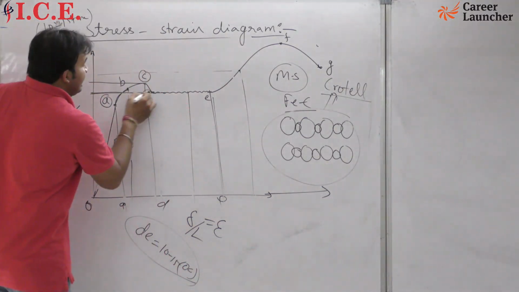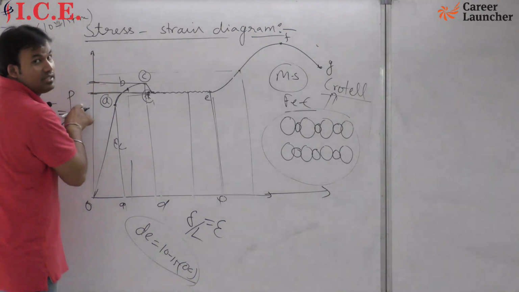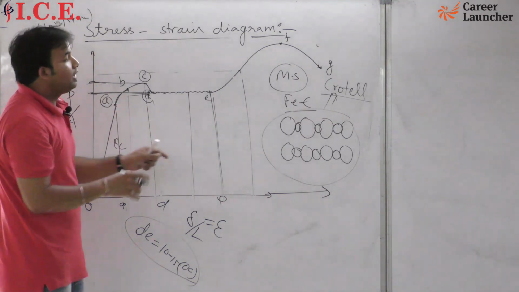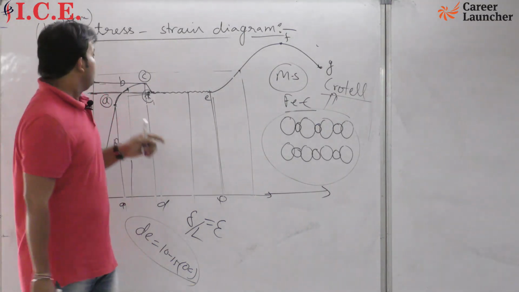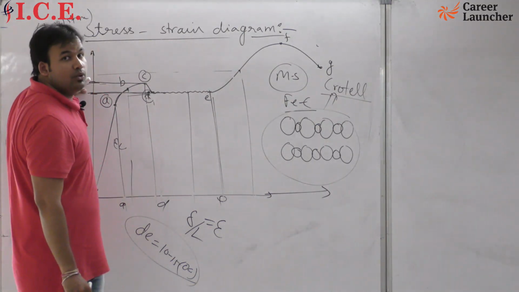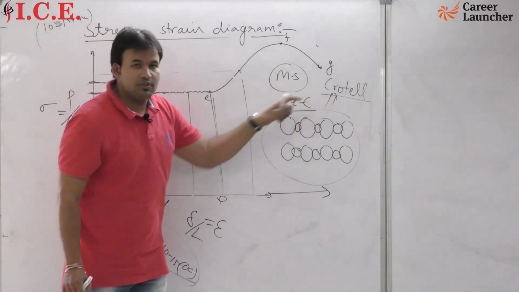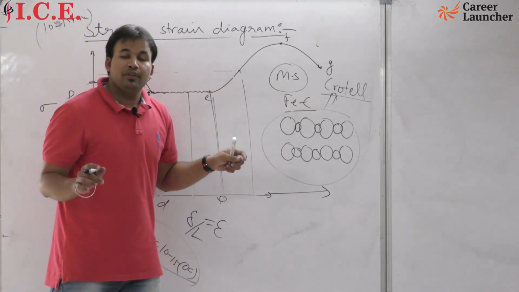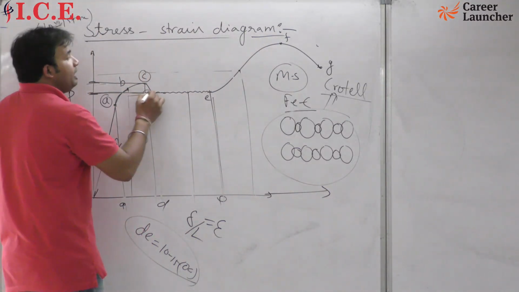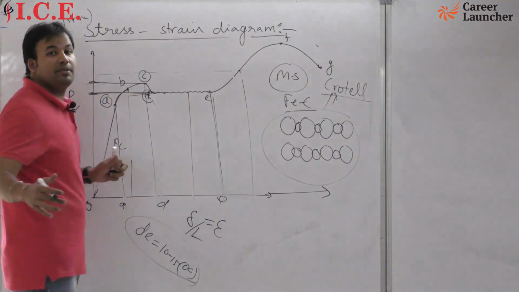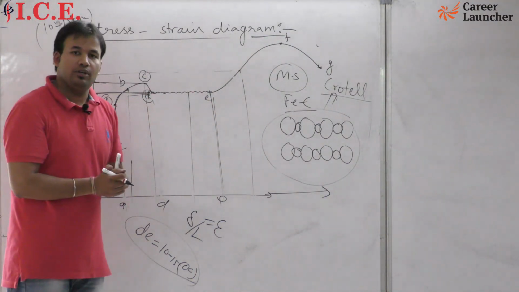So this extra load you are supplying is to break the Cottrell atmosphere only. Are you getting me? This extra load you are applying to break this atmosphere, and once you break this atmosphere, then definitely at the same load you will have an appreciable deformation. Once it breaks, you will easily get this point.